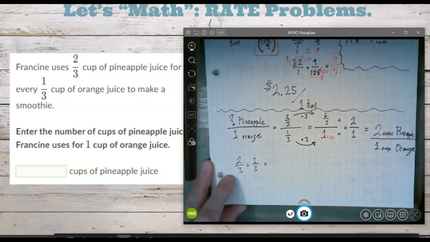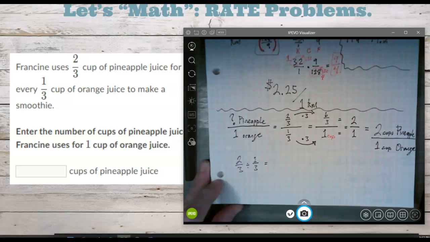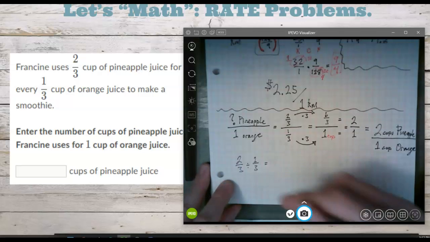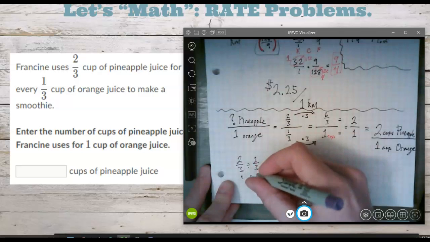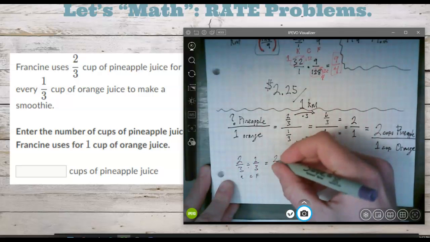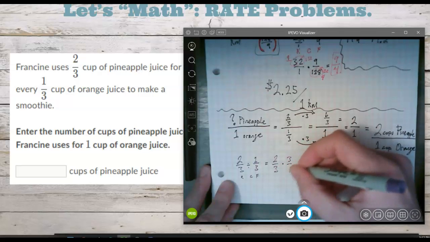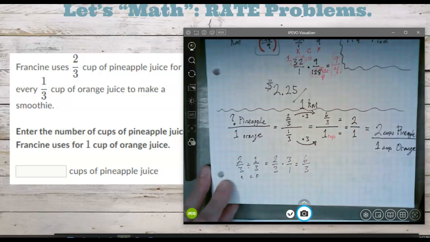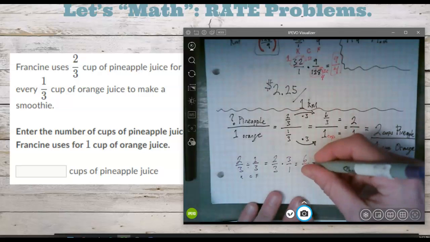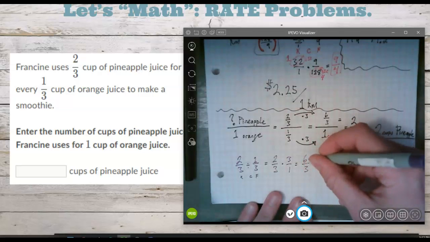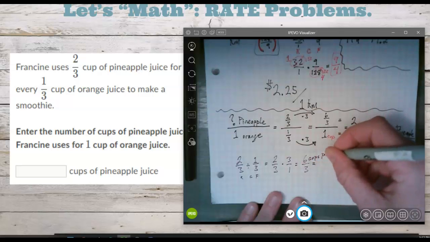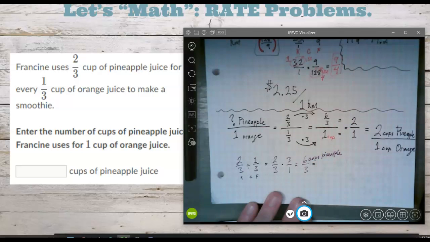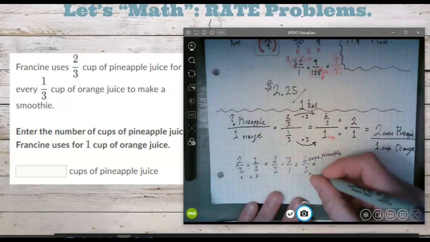What do we do when we have a fraction divided by a fraction? Because Clark, this is how you got to the answer that you got. Yeah, we keep change flip. Clark sent me his answer in the chat, and the answer he sent me was 6/3, which is absolutely right. That really means for every 6 cups of pineapple, we're going to use what? 3 cups of OJ.